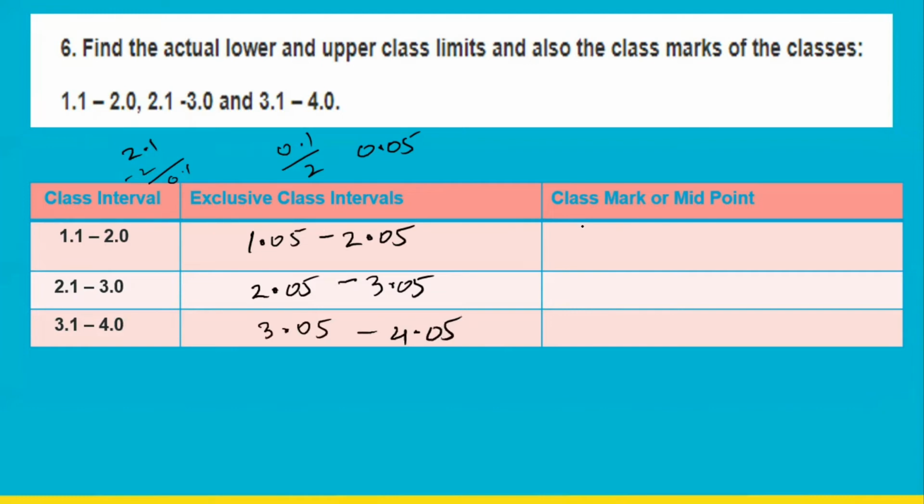To find the class mark or midpoint, it is again upper limit plus lower limit divided by 2. So add this, 1.1 plus 2 is 3.1. 3.1 divided by 2, you get 1.55. The midpoint of this class interval is 2.55. The midpoint of this one is 3.55. Got it?